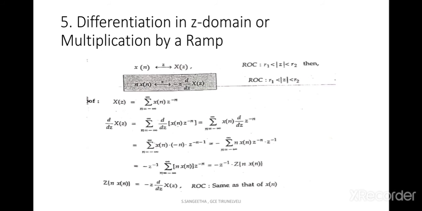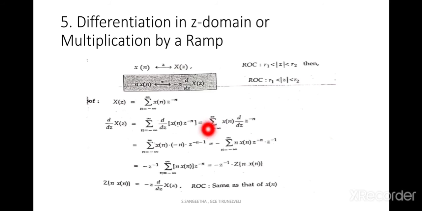So here we have a proof. We have capital X(z) equal to the summation of n equal to minus infinity to infinity x(n) z^-n. So d/dz of X(z) is the summation of n equal to minus infinity to infinity of d/dz, where in terms of capital X(z) we substitute x(n) z^-n. Next we substitute the X(z) value as in the formula.